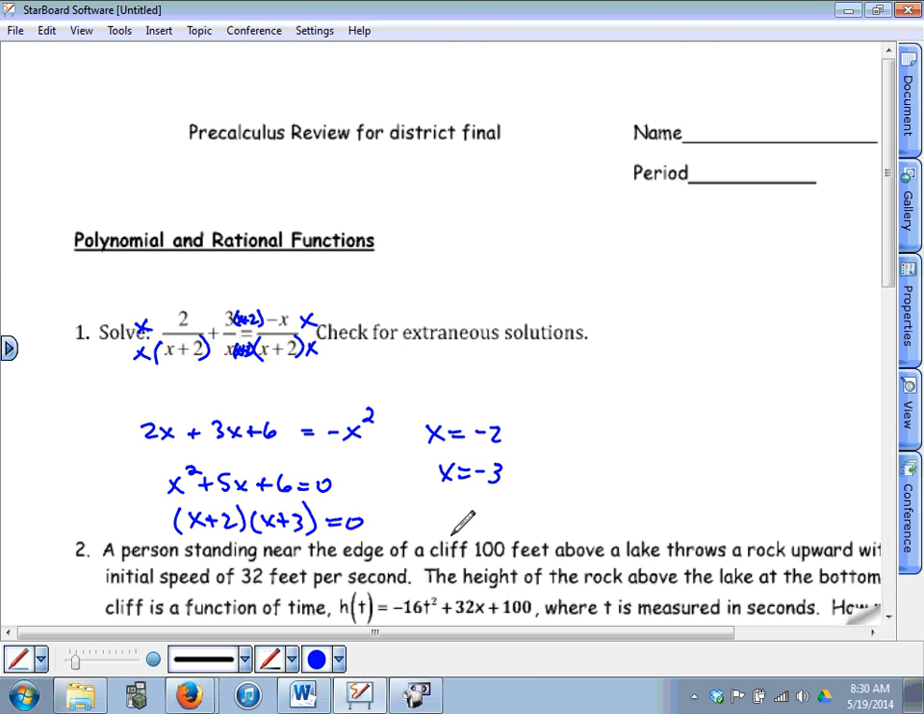What did you guys say about negative 2? No. It makes the denominator equal 0. So the only answer is x equals negative 3. Okay, again, the way I did that was to get all denominators the same. Once that was the case, I solved what was left in the numerator.